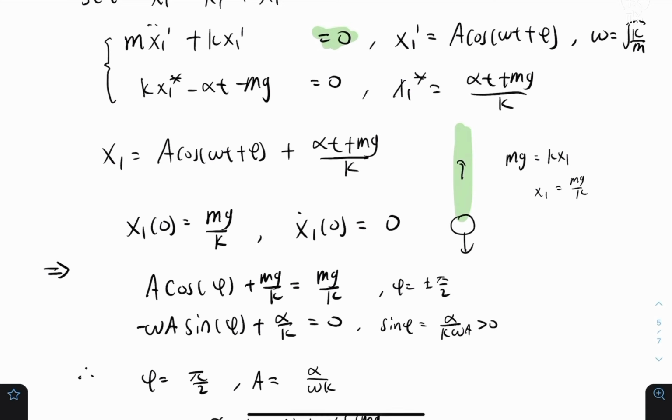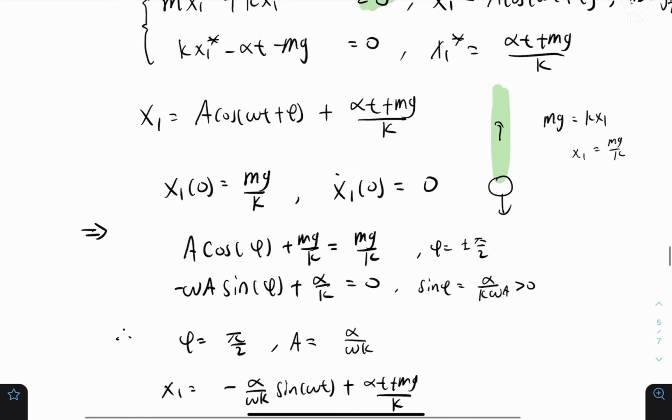And how about the second initial condition? The second initial condition is saying that the ball is not moving, so the speed is equal to 0. So we'll have x1 dot equal to 0. And now we just need to plug in t equal to 0, and we'll get A cosine phi plus mg/k is equal to mg/k. And from this equation, we can get two values for phi. The first one is plus pi divided by 2, and the second one is negative pi divided by 2.